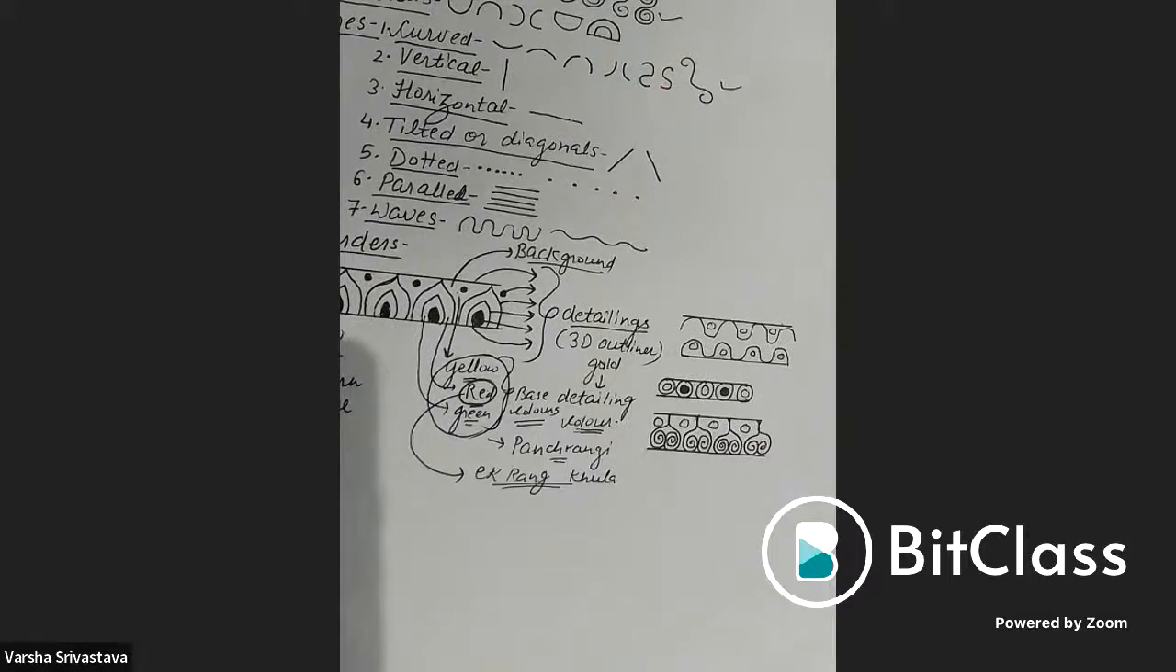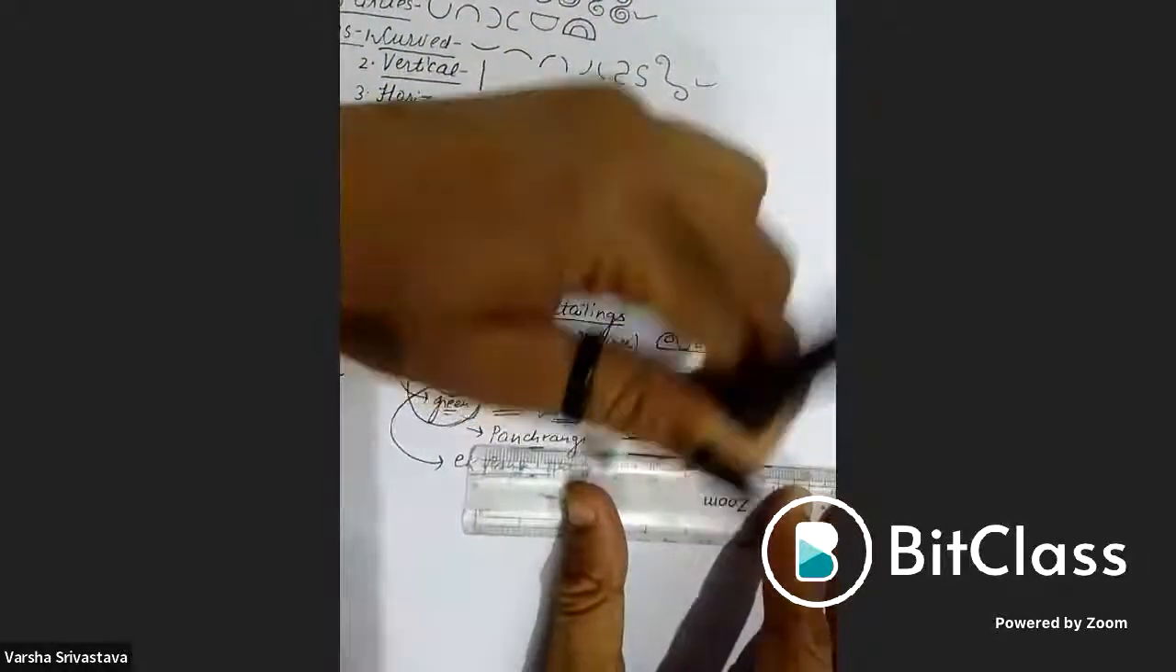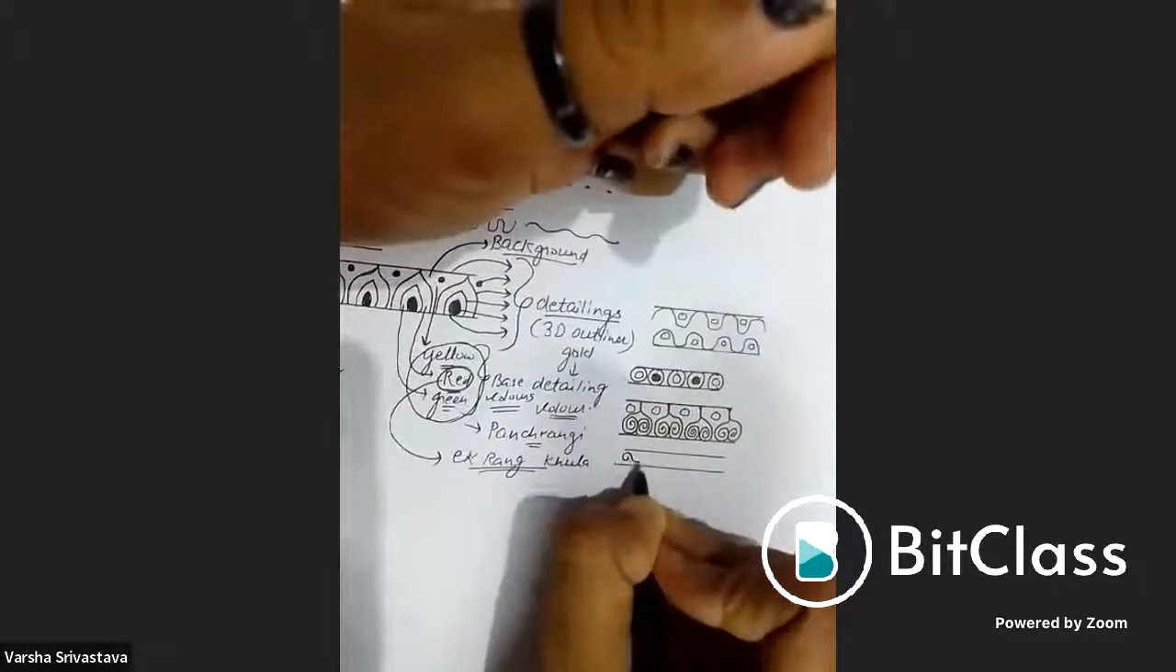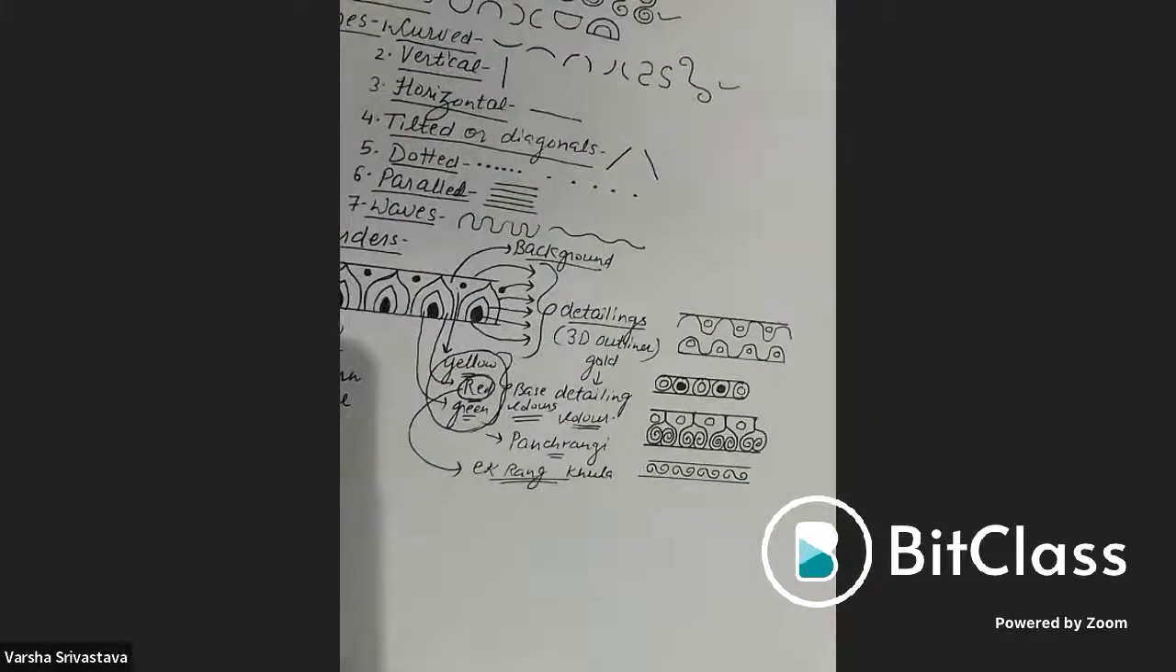Now next, I am going to make the thin border again. Like this. I'm making spirals in this. Like this. Simple borders are there.